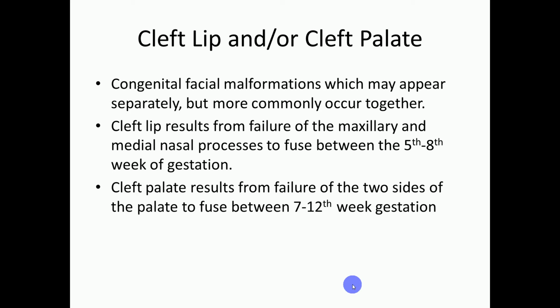If you look at the cleft lip, it occurs between the 5th and 8th week of gestation, so very early on. It results from failure of the maxillary and median nasal processes to fuse. Cleft palate results from failure of the two sides of the palate to fuse between the 7th and 12th week of gestation. So both of these are occurring very early on.